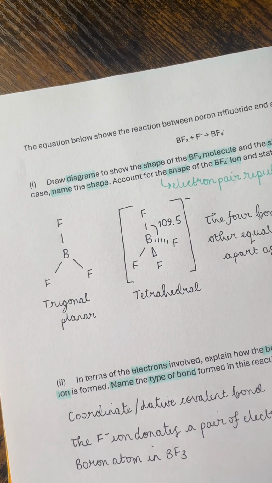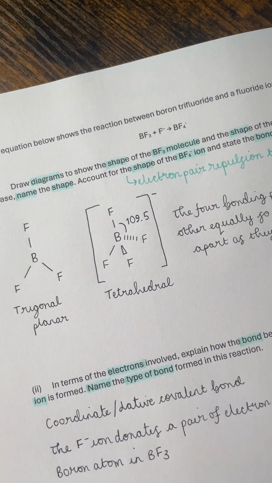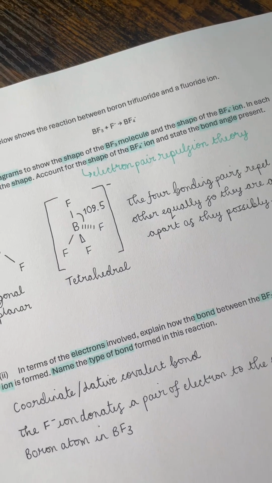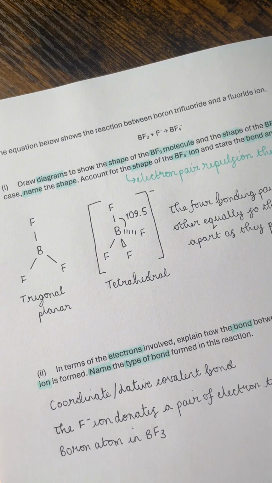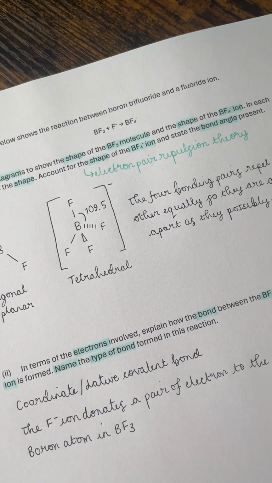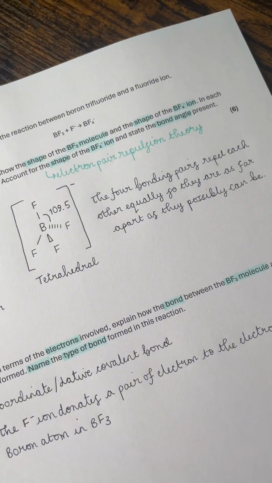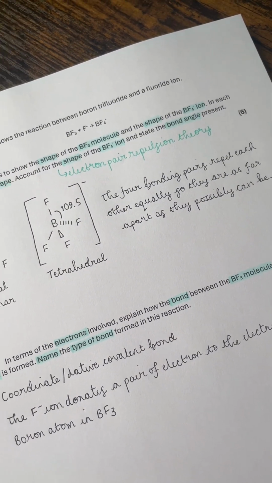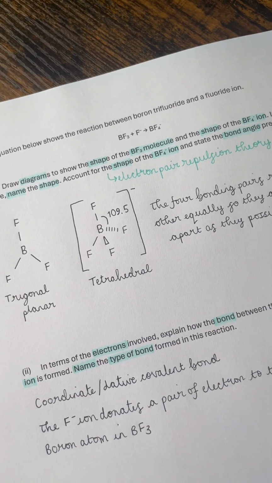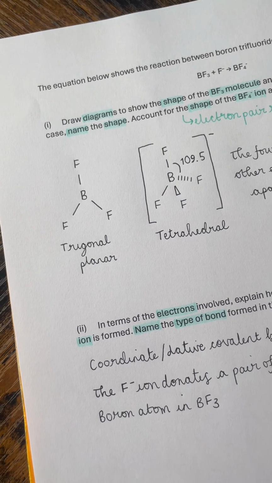We need to draw diagrams to show the shapes of both the BF3 molecule and the shape of the BF4- ion. In both cases, we have to name the shape and then we have to account for the shape of the BF4- ion and state the bond angle present. So even though this is worth 6 marks, the question is quite clear in where those marks are going to come from. So first thing I did was I drew my shapes.